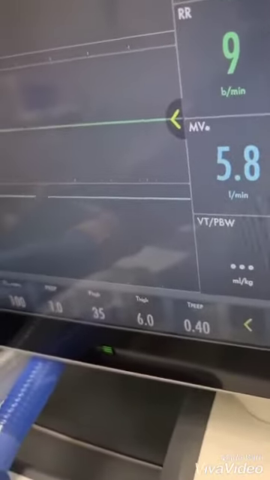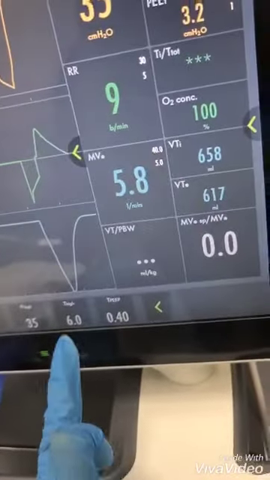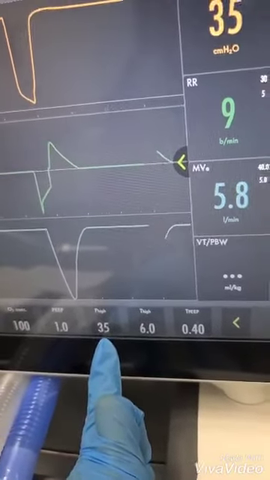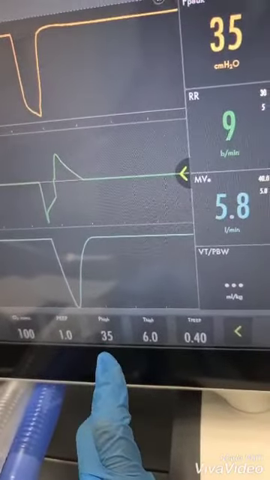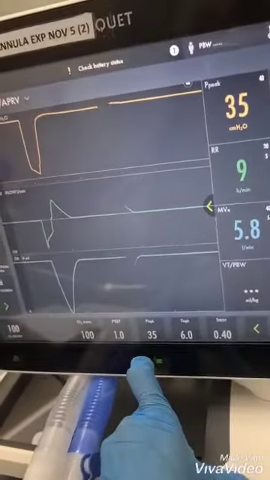Let's say you have hypercapnia. What will you do? You will manipulate by increasing the T-high and decreasing the P-high. But also you have to be careful about the CO2 manipulation because this APRV mode is mainly for oxygenation.